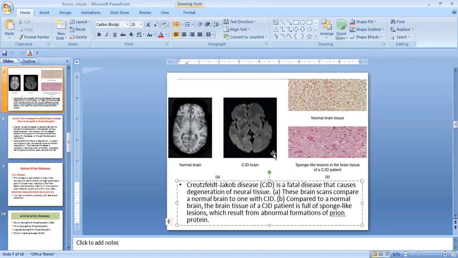So I hope you have understood what happens when infectious prions infect your brain. The normal brain becomes spongy, and numerous lesions develop in the brain tissue and it becomes functionless.